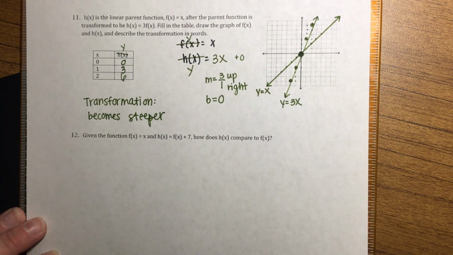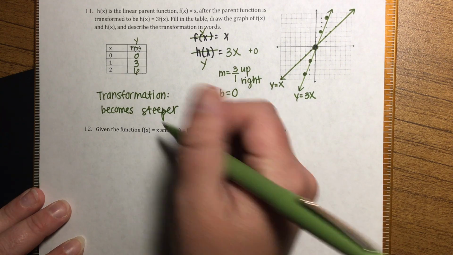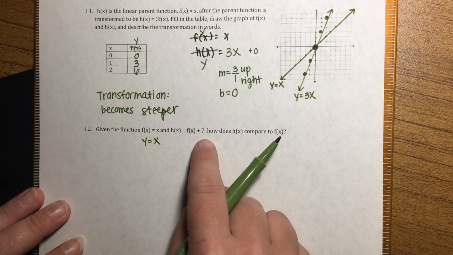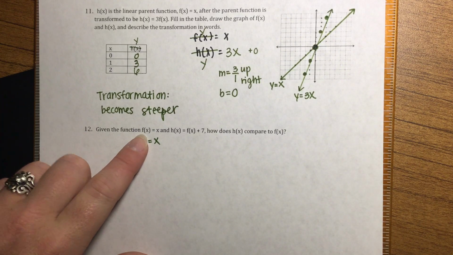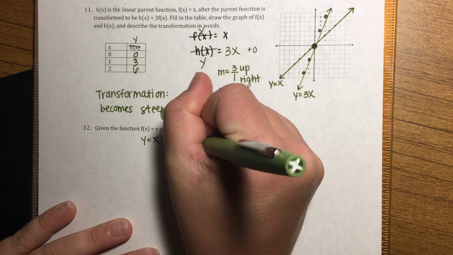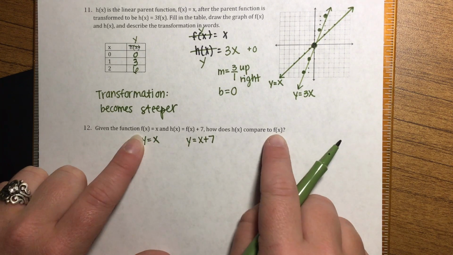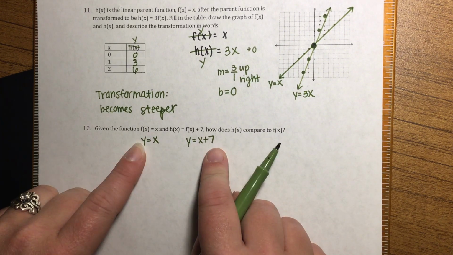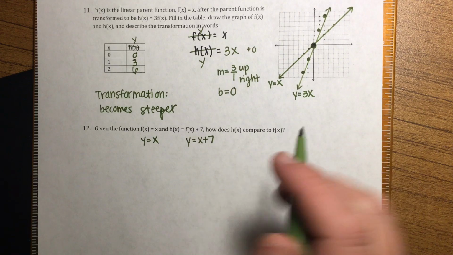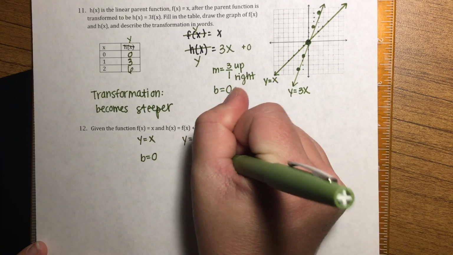Now number 12, let's go ahead and look at that one. It says, given the function f of x equals x, which is just y equals x, and h of x is f of x plus 7. So it's saying this original graph is now changed. We're going up 7, so I have y equals x plus 7. How does this new graph compare to our original graph? If I compare these two, I can see that I just went up 7. My y-intercept is now 7. Here my y-intercept was 0, here my y-intercept is 7.